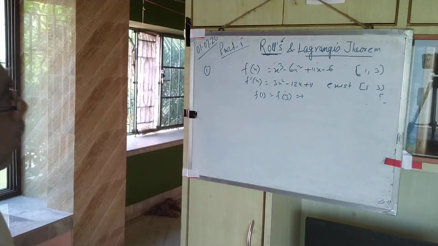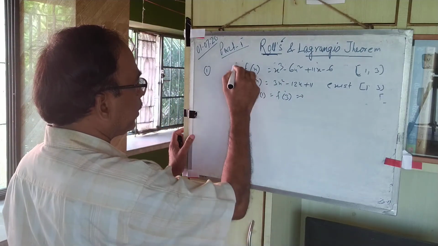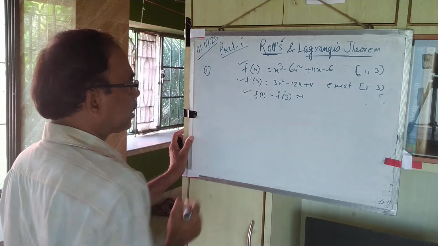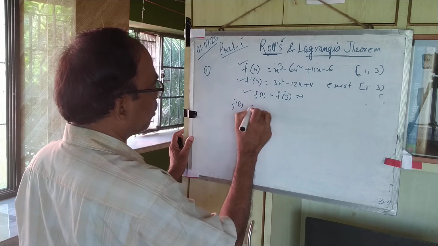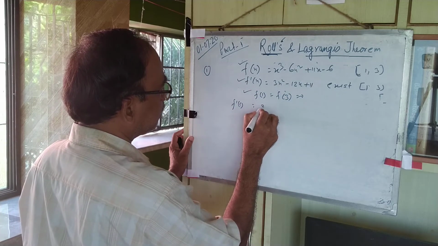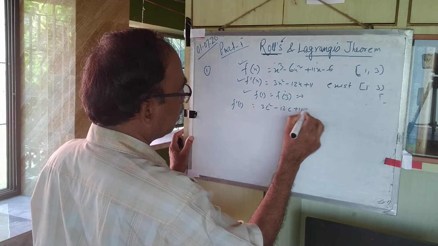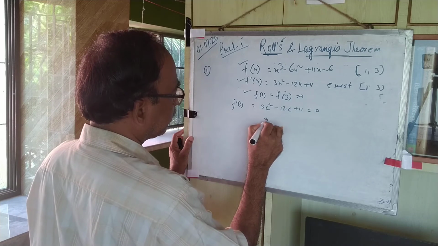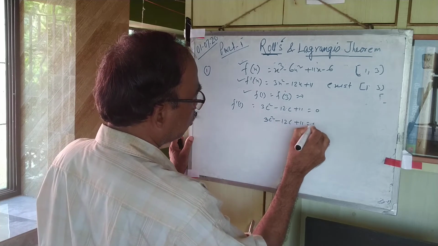Therefore, the three conditions of Rolle's theorem are satisfied. It is continuous, it is derivable, and f(a) equals f(b). Then there exists one value c such that f dash c equals 0, that is 3c square minus 12c plus 11 equals 0.